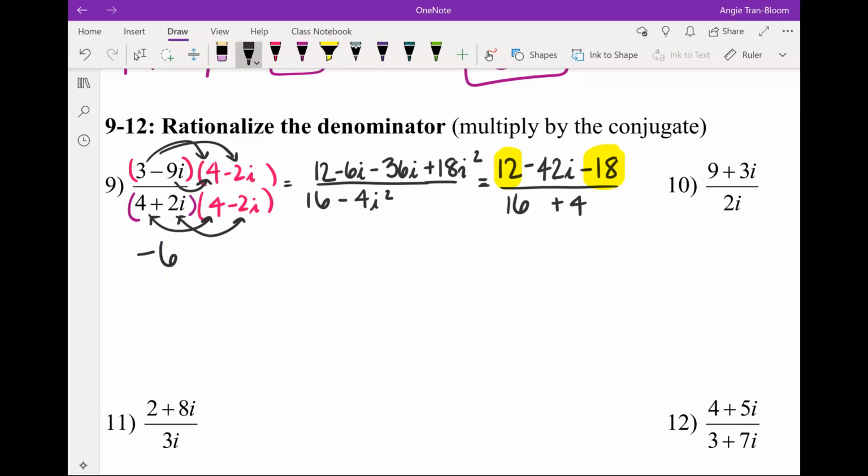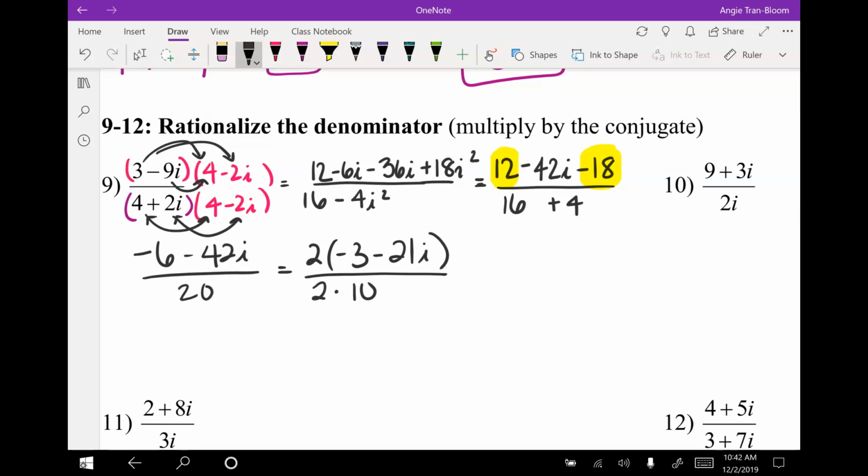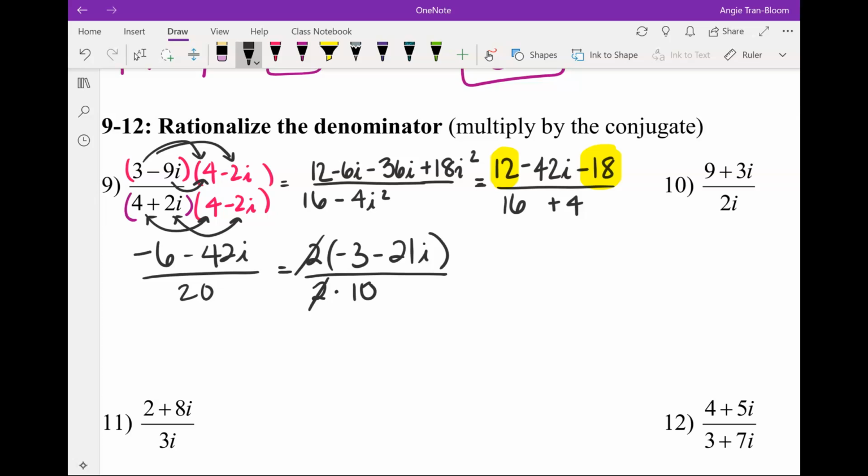Negative 6 minus 42i all over what? 20. What can I do now? Simplify. What can I factor to simplify? 2. Okay, let's take out a 2. I should be left with a negative 3 minus 21i all over. 20 can be factored down to 2 times what? 10. Can I reduce the 2's? Yep. Can I reduce anything else? Nope. Final answer. Here we go. Negative 3 minus 21i all over 10. Box that up.